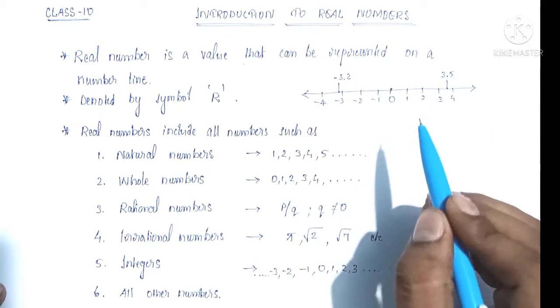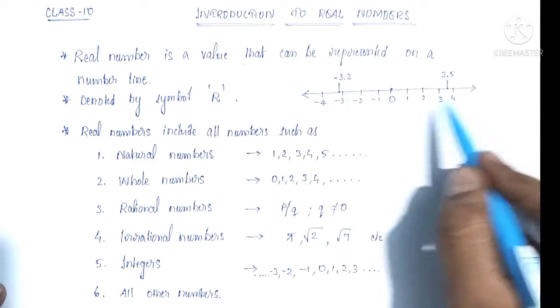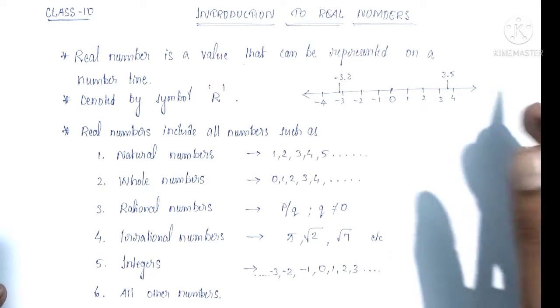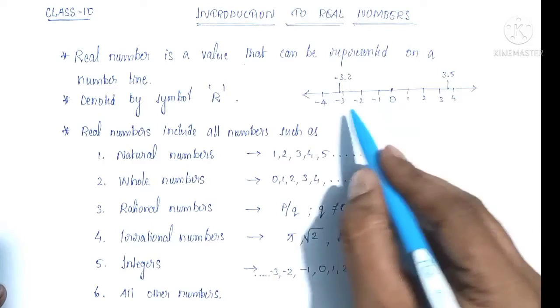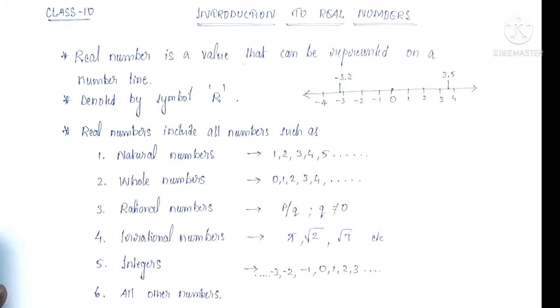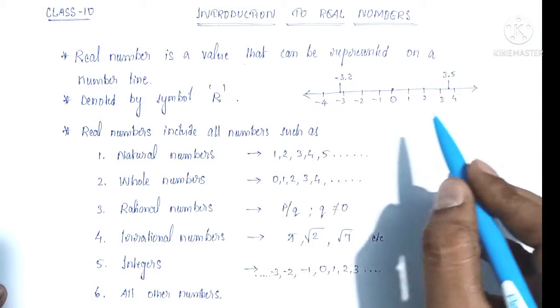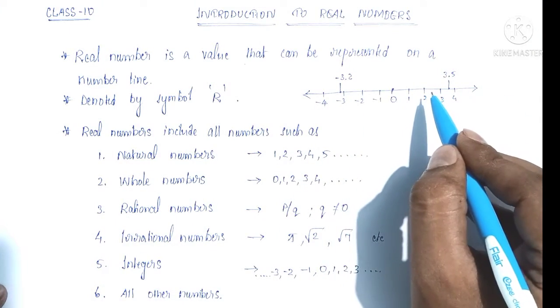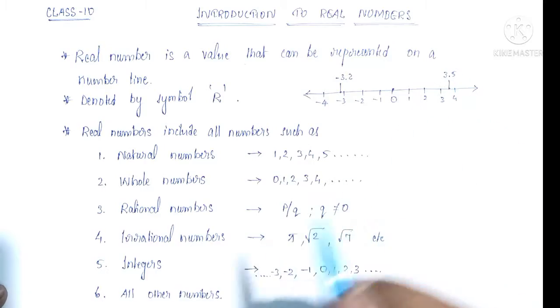For example, this is a number line here. So 0, and to the right it will be 1, 2, 3, 4, 5, 6 until infinity. To the left side it will be -1, -2, -3, -4 until infinity. So all these values which can be represented on a number line are known as real numbers.